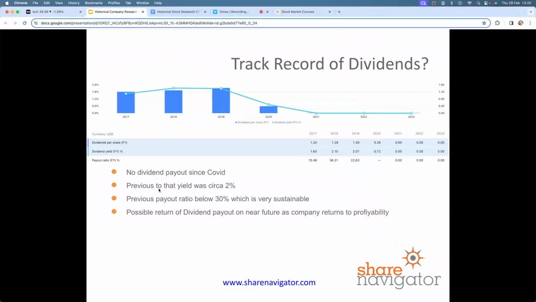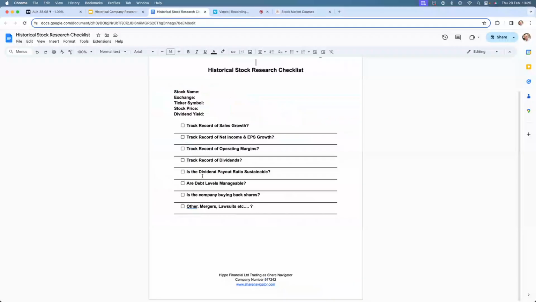No dividends since COVID. Previous yield was about 2%. If they start paying dividends into the future, you could expect about 2%. The payout ratio is below 30%, which is very sustainable going forward. So there will be a possible dividend payout in the near future as the company returns to profitability. So all in all, just a little message for yourself in your research note here. No dividends as of yet, but pre-COVID, 2% payout was manageable. That's just all you can take from that in terms of your historical research analysis.